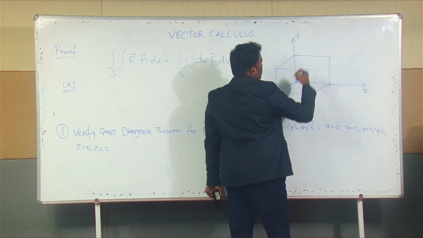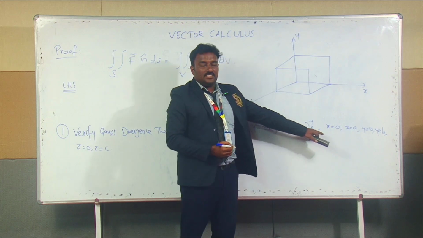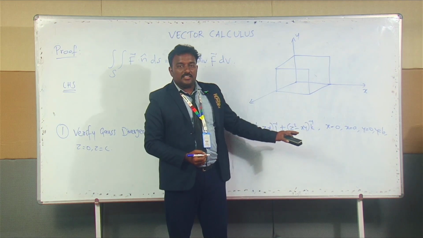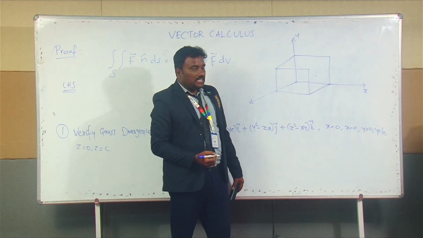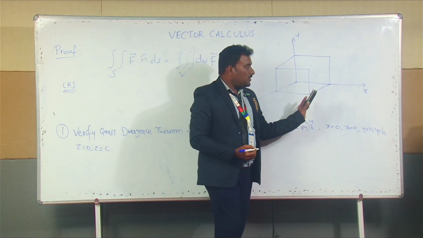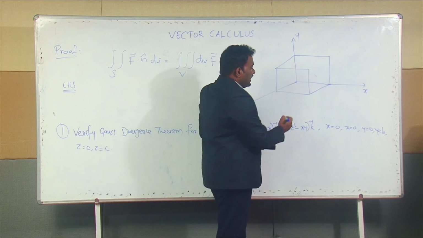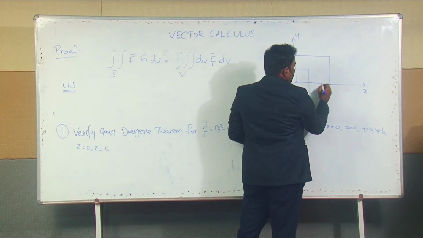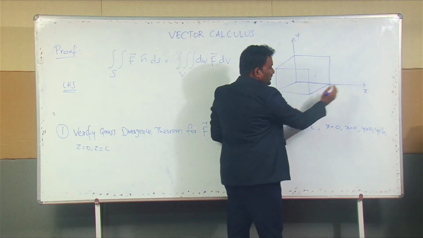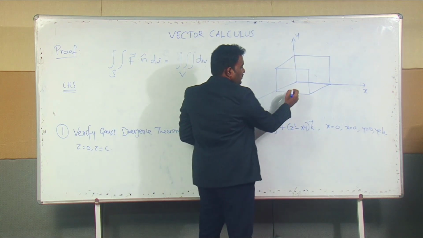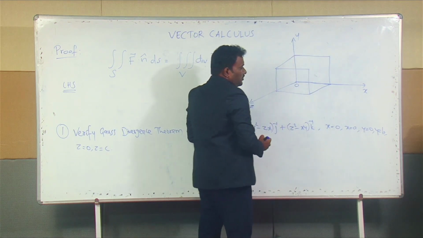So, here we draw the diagram of the given data. x is equal to 0 to x equal to a, and y equal to 0 to y equal to b, and z equal to 0 to z equal to c. So, we mark the x, y, z axes, and this line denotes the positive side of the x axis. Here we have the y axis and z axis respectively. So, this is the origin point we have.